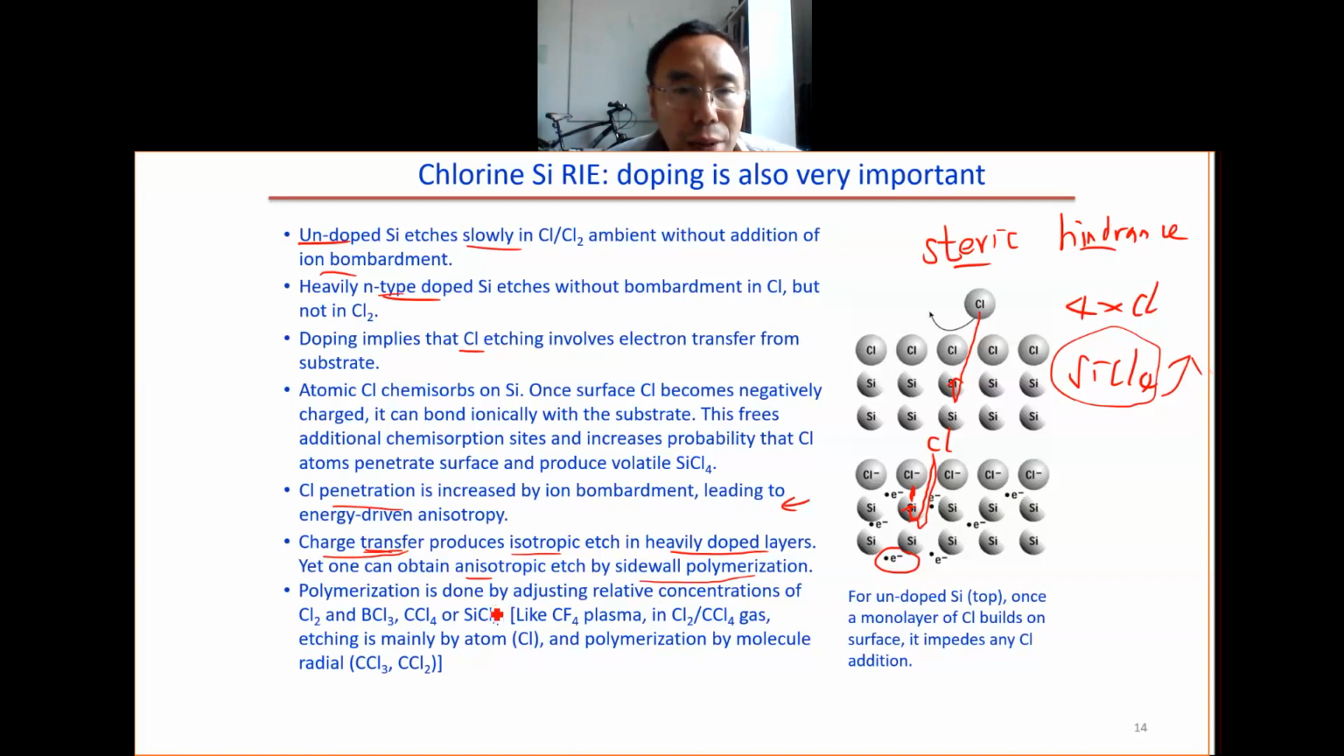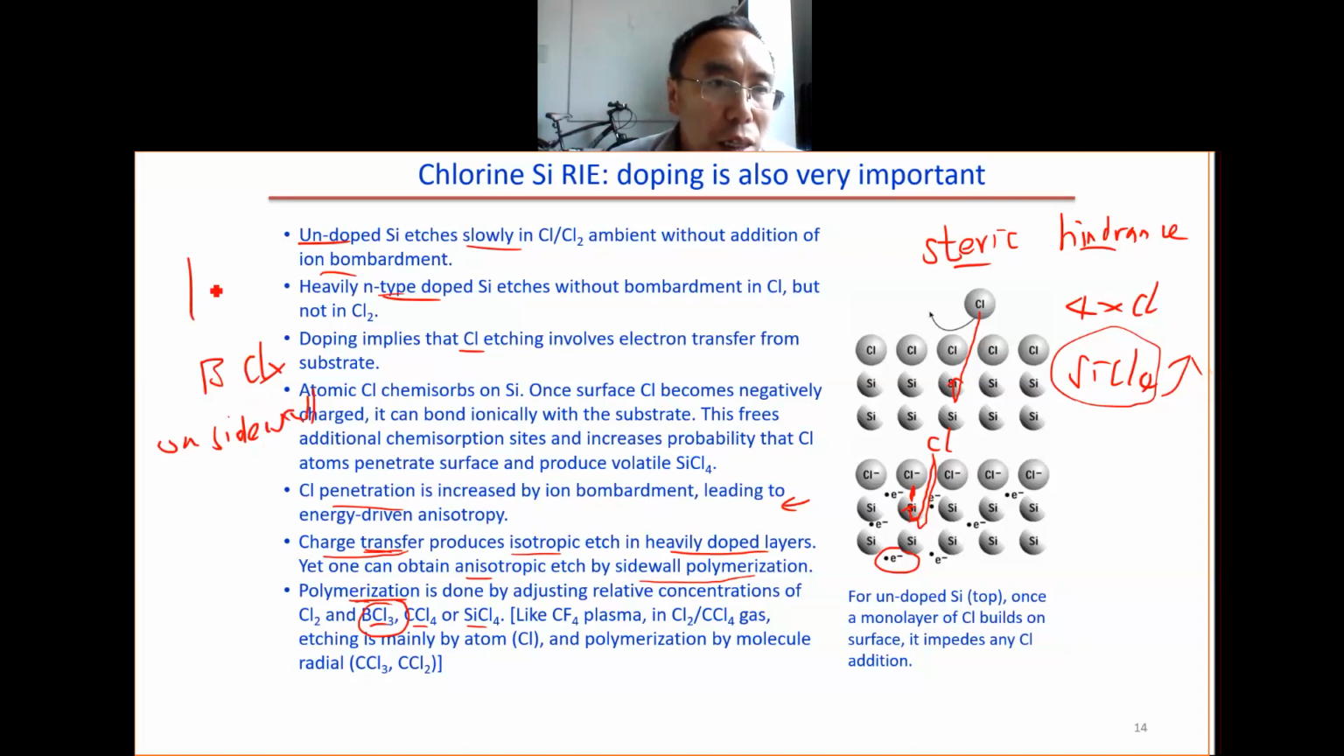This can be realized by adding some other components. For example, we add BCl3, CCl4, silicon tetrachloride. So this is actually not necessarily a polymer. Based on what I read, for example, we have this gas here, BCl3, and we found BClx on the side wall.